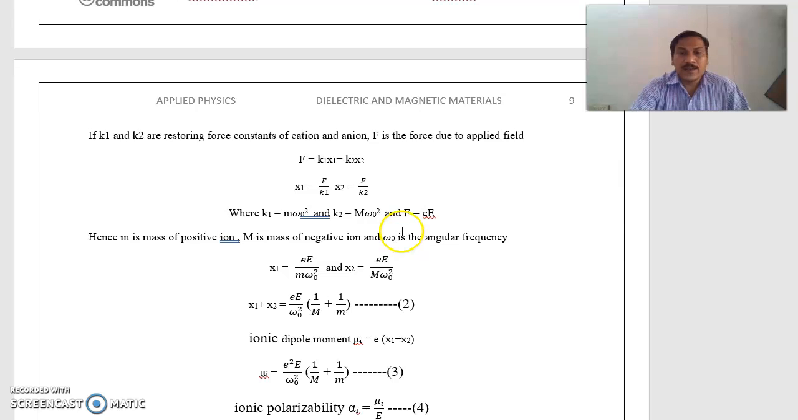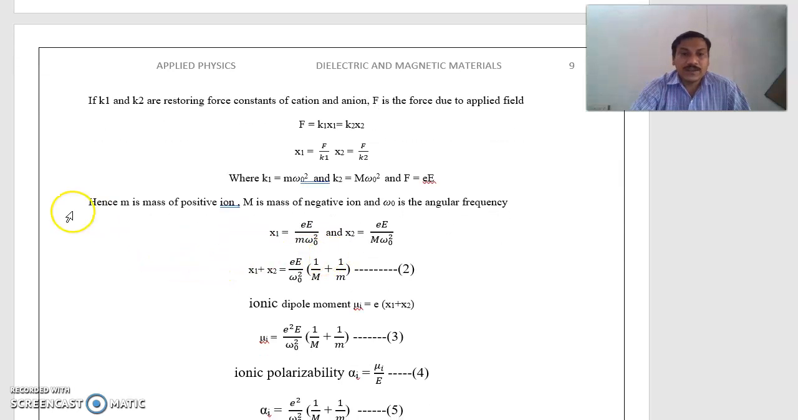Next, the Lorentz force, capital F, is equal to the charge of the ion, small e, into the applied electric field, capital E. So at the equilibrium position, the Lorentz force and the restoring force, both F values, are equal. Then we can write that small m is the mass of the positive ion, capital M is the mass of the negative ion.